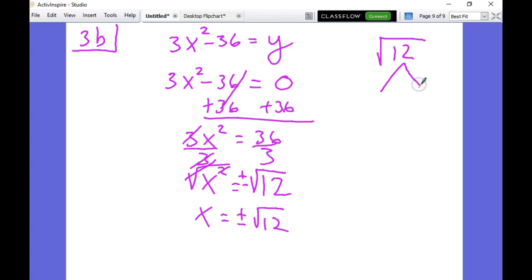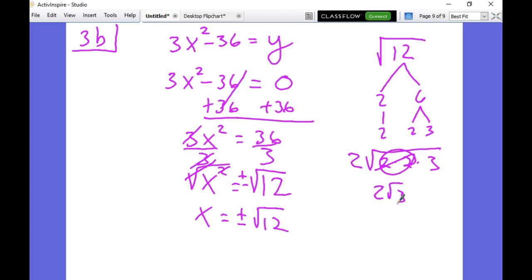What's 12 make? 2, 6, and then 2 and 3. So it's 2 times 2 times 3. Those make babies, and then one leaves. That's right. And so here's my final answer: 2 radical 3.